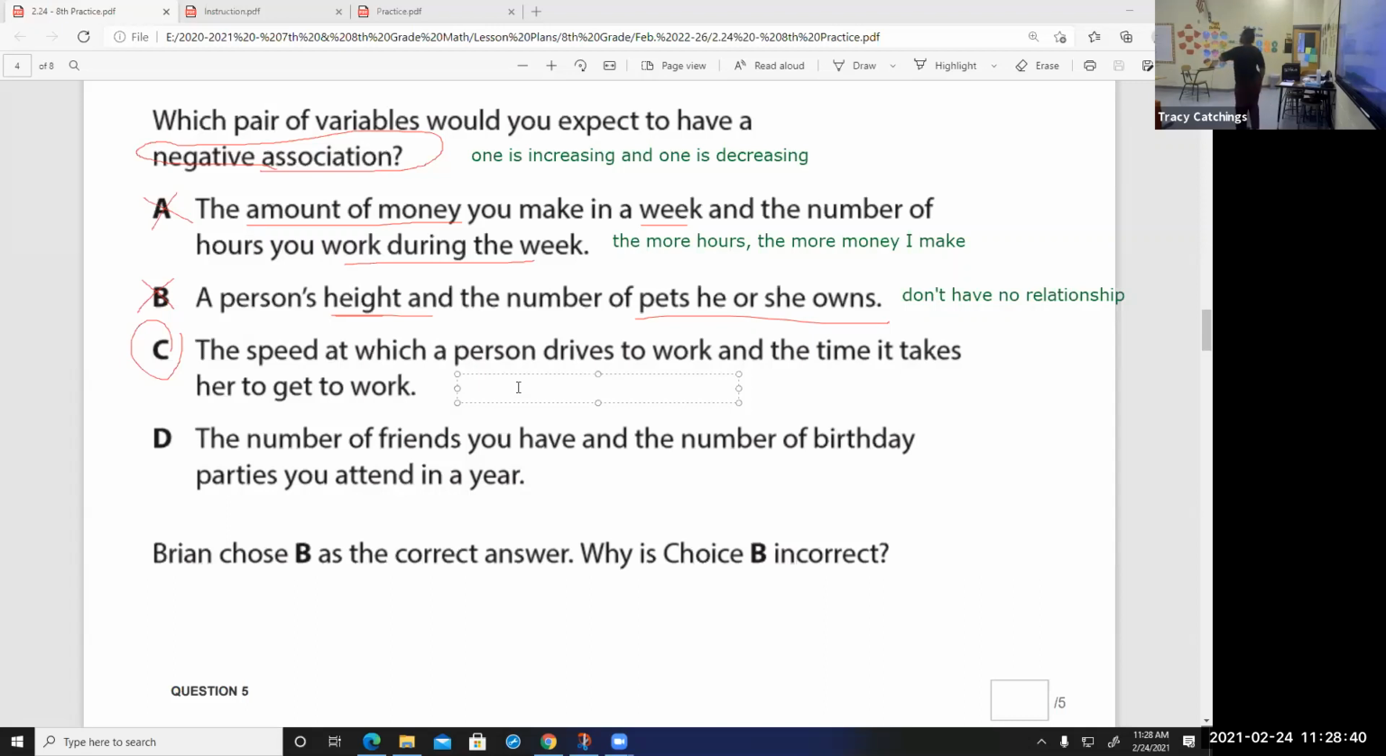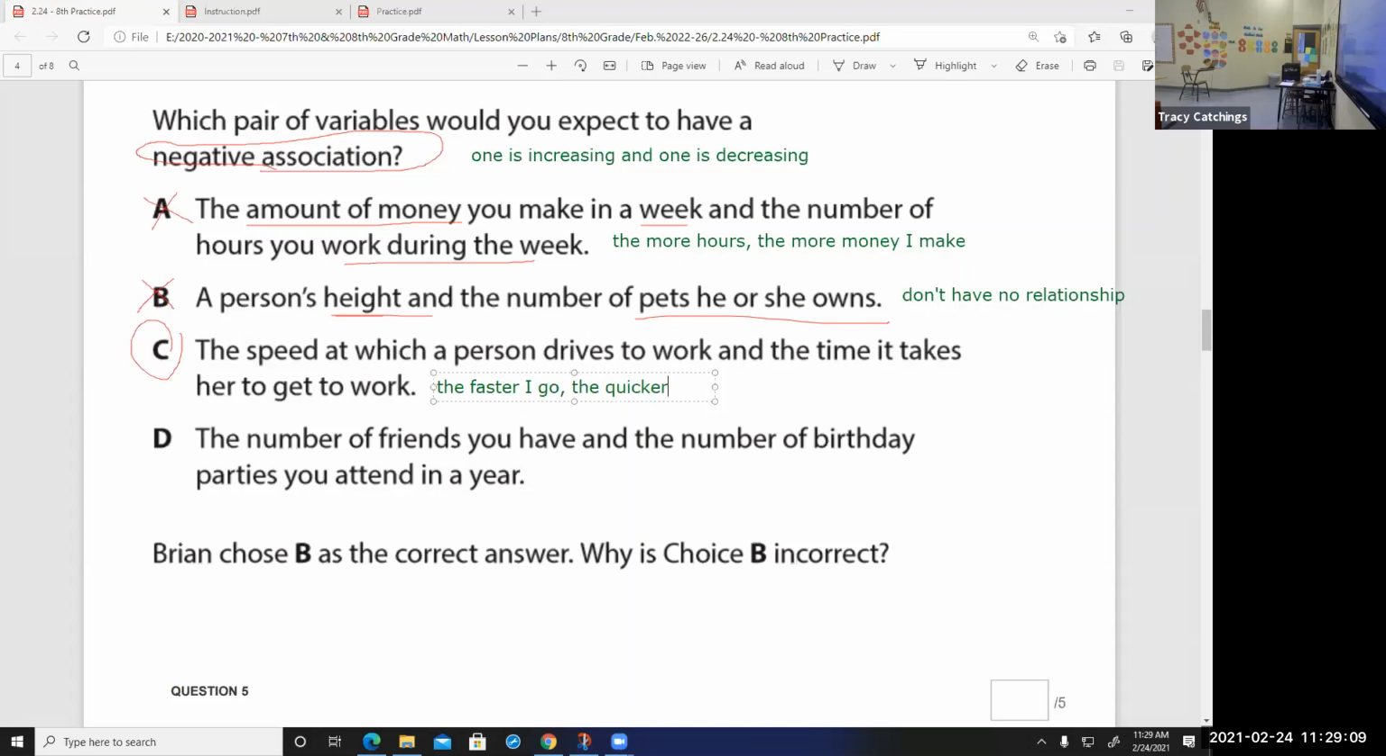I don't have to rush. But if I'm going 70, 80, 90 down 13, am I going to get to work in the same amount of time? I'm going to get there fast. That's what this means. The faster I go, the quicker I arrive. It's C.